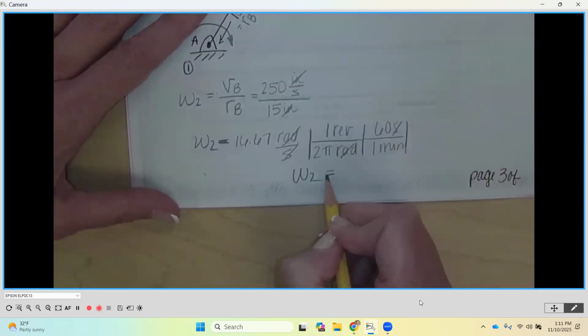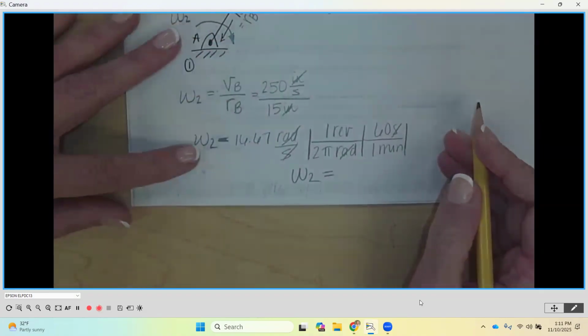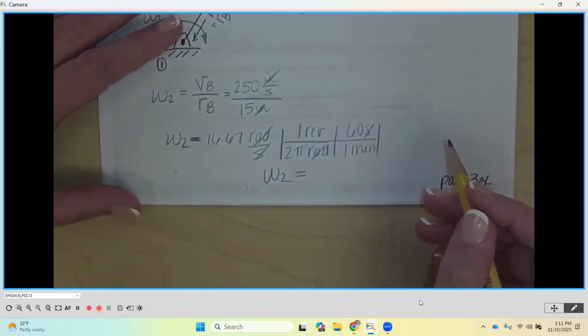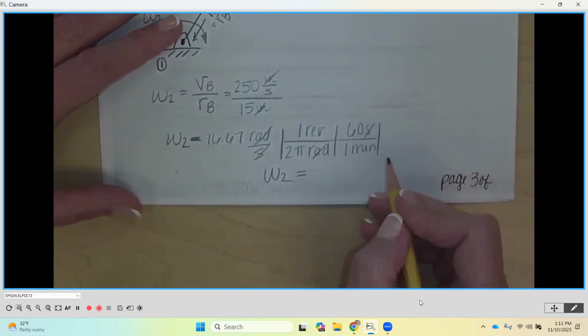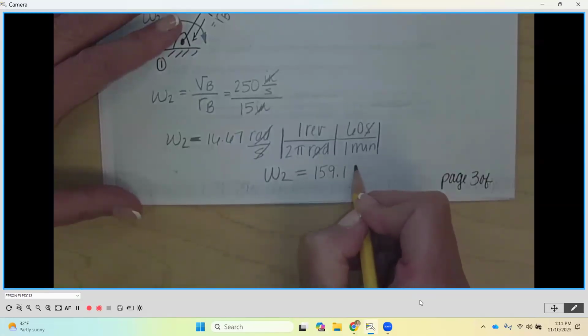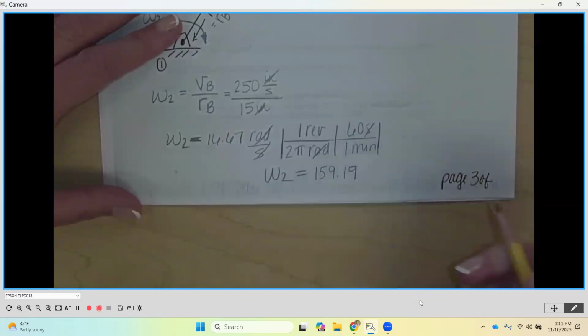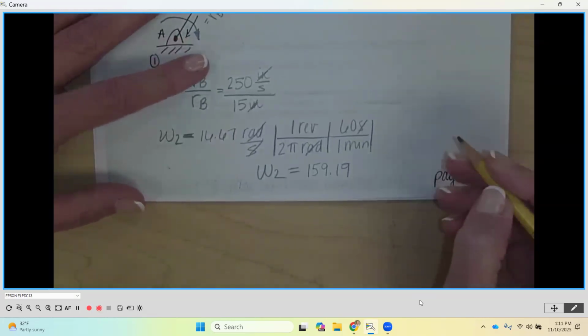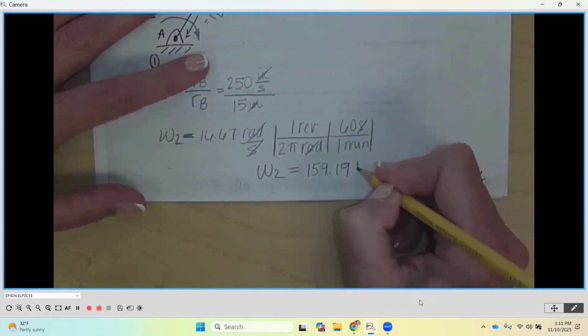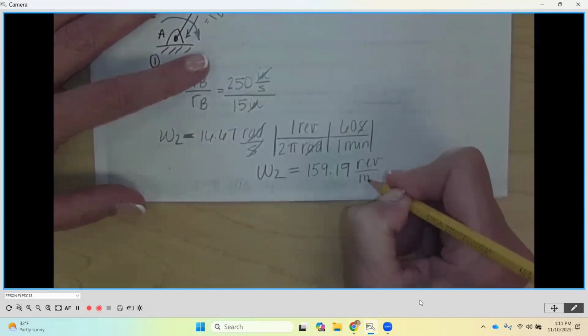What do I get for my answer? We got 159.19, did you say? Yeah, 159.19. Anybody else get that number? I've got nods. Okay, excellent. Yep, awesome. Thank you, Garrett. So that's going to be revolutions per minute.